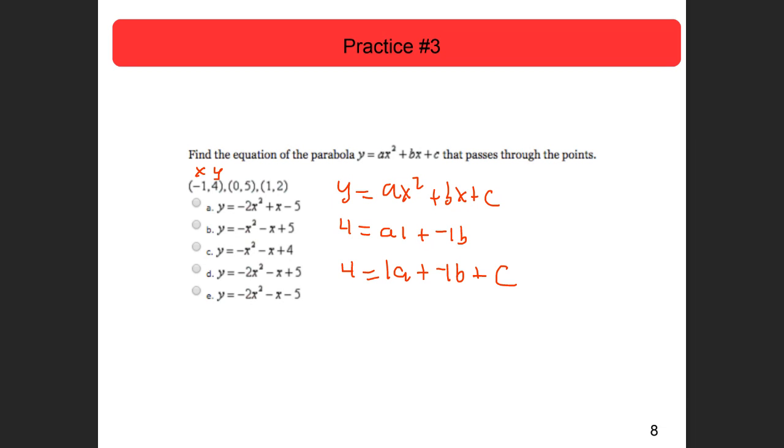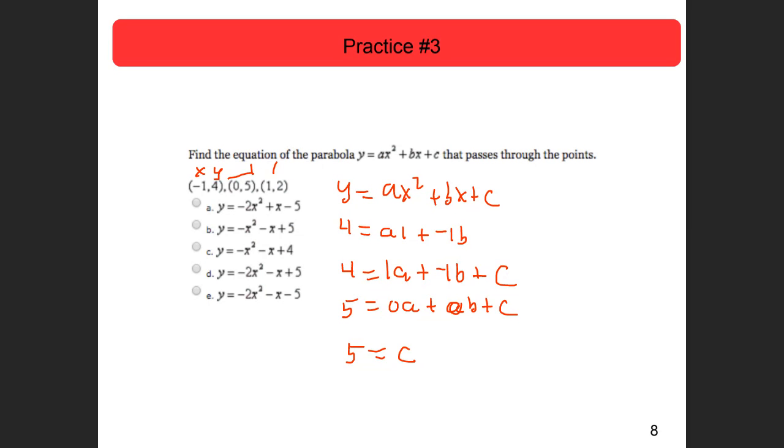Then my second equation is 0, 5. So I'm going to put 5 in for y. So 5 is equal to, and then 0 in for x. So if I put 0 here, 0 squared is 0. So this becomes 0a plus 0b plus c. So guess what happens here? 0a and 0b just cross off. So lo and behold, we already know what one of our variables is. C is equal to 5.